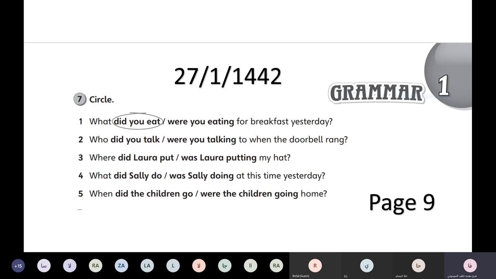Young ladies, turn off your microphones. Very good. Keep them off, all right? Now, girls, look. Here you're going to choose either past simple or past continuous. So what did you eat for breakfast yesterday? Here we don't have at 8 o'clock or at 8 p.m. or at this time or when mom walked in. We don't have it there. So we use past simple. Now, let's see the next question. I'm going to pick a girl.